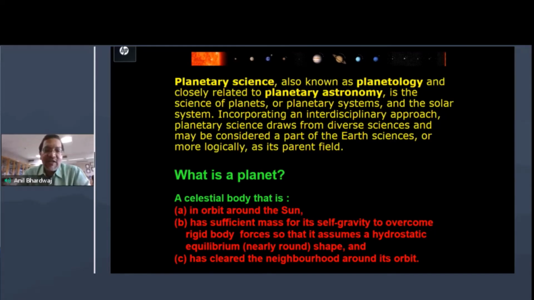And the third definition is that the planet should have cleared the neighborhood around its orbit. That means there should not be any body around the planet which is roughly the size of the planet itself. And this is the third definition which is not fulfilled by Pluto, because Pluto has a satellite called Charon. This is roughly half the size of Pluto itself. And that is how Pluto is now considered a minor planet or dwarf planet.